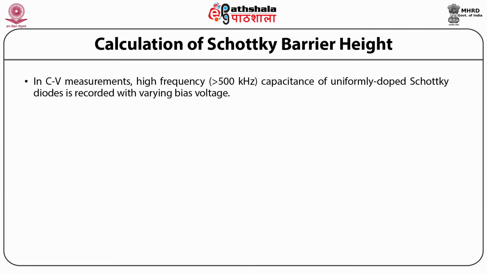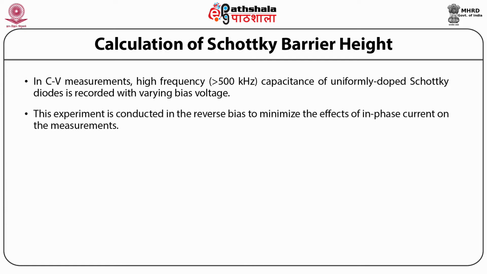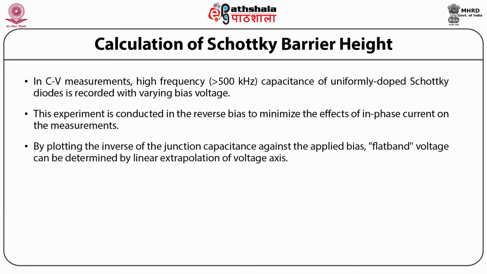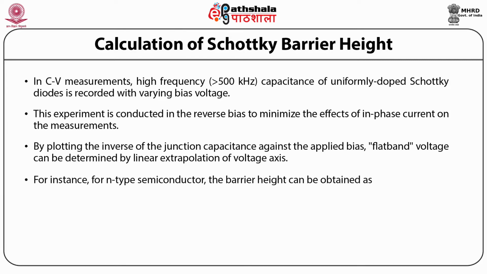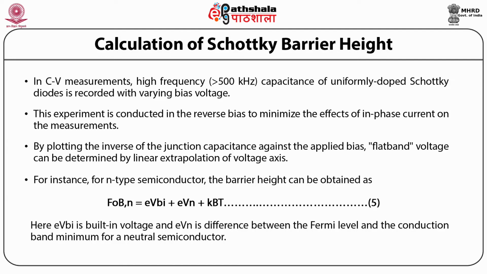In CV measurements, the high frequency, that is greater than 500 kHz, capacitance of a uniformly doped Schottky diode is recorded with varying bias voltage. This experiment is conducted in reverse bias to minimize the effect of in-phase current on the measurements. By plotting the inverse of the junction capacitance against the applied bias, the flat band voltage can be determined by linear extrapolation to the voltage axis. For instance, for an N-type semiconductor, the barrier height can be obtained as ΦBN equals Φ_bi plus V_n plus kBT. This is represented as equation 5. Here, Φ_bi is the built-in voltage and V_n is the difference between the Fermi level and the conduction band minimum for a neutral semiconductor.